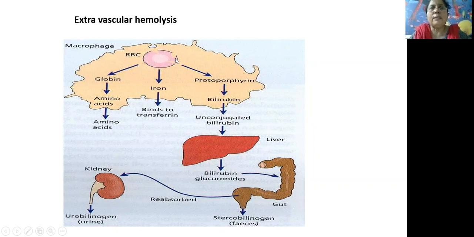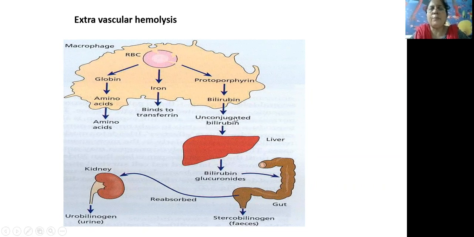So here it is lysed. The globin and heme. Globin will give amino acids; they enter into the blood. Iron will bind to the transferrin. Then protoporphyrin from the heme gives bilirubin; unconjugated bilirubin will be circulating here. Then the bilirubin will be excreted, reabsorbed, and excreted as urobilinogen in the urine and stercobilinogen in the feces. So there is unconjugated bilirubinemia.